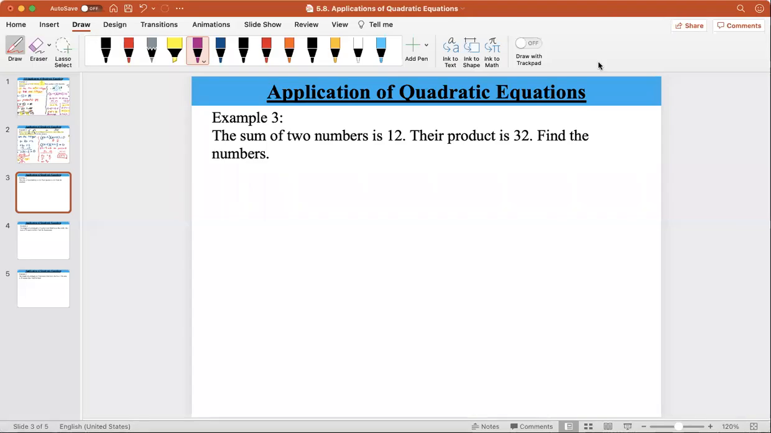The sum of two numbers is 12. Their product is 32. Find the numbers. Okay, so in order to solve for this equation, we have to use this idea.